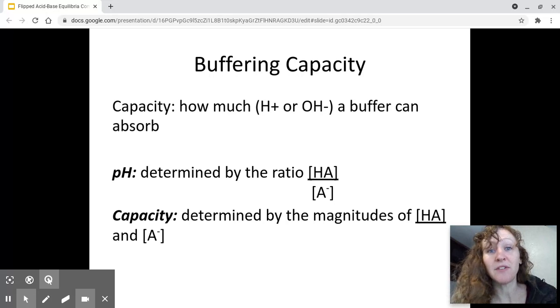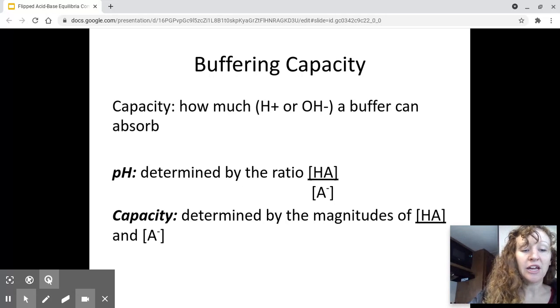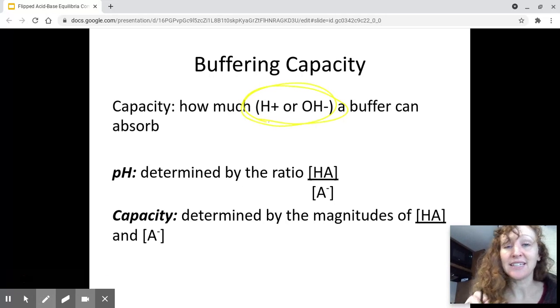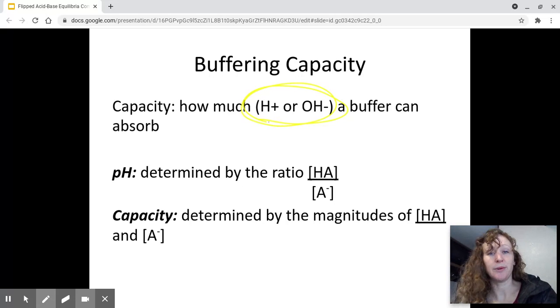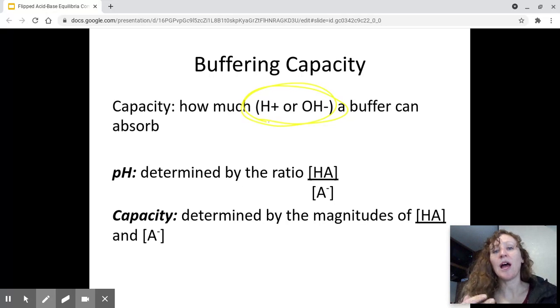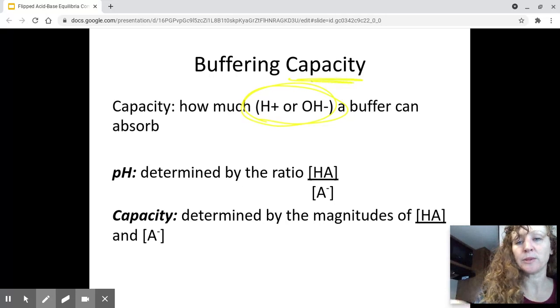So same thing with buffers. What is your buffering capacity? How much hydrogen and hydroxide can your buffer absorb, right? As soon as you use up all the conjugate acid or conjugate base, you have broken your buffer. So how much acid or base can a buffer absorb before it breaks, before you use up one of the two components? That is what we're talking about when we're talking about buffer capacity.